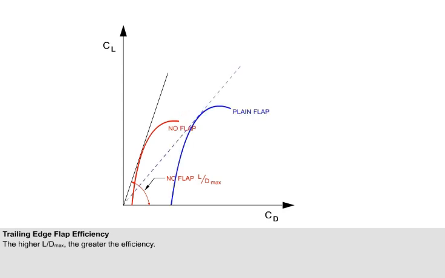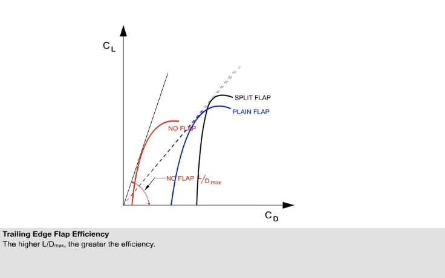Here you can see the CL-CD polar of the plain flap. Notice that the angle between the straight line from the origin and the horizontal axis is less than that for no flap. This shows a decrease in L/D max, which is a reduction in aerodynamic efficiency.